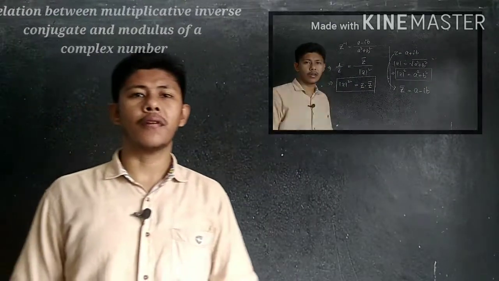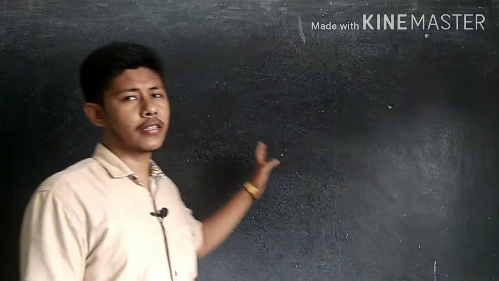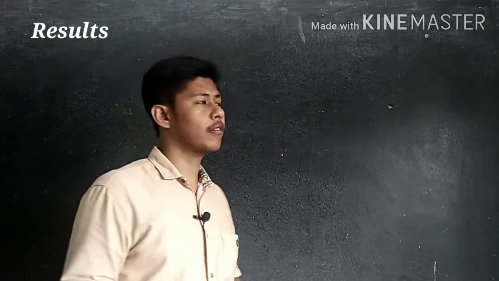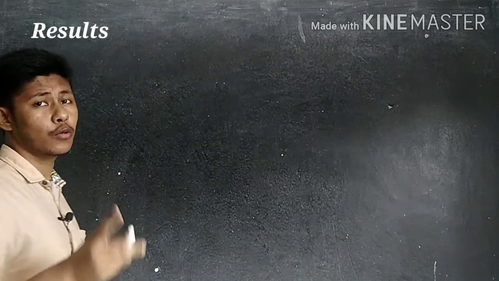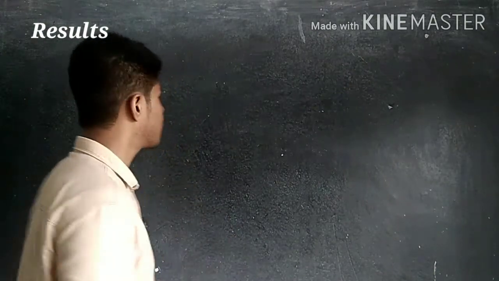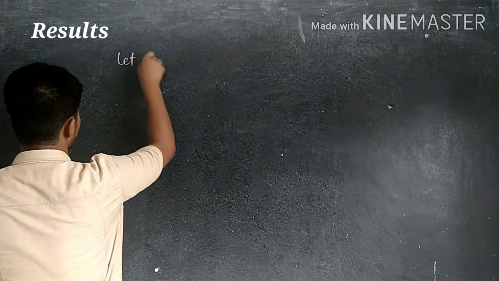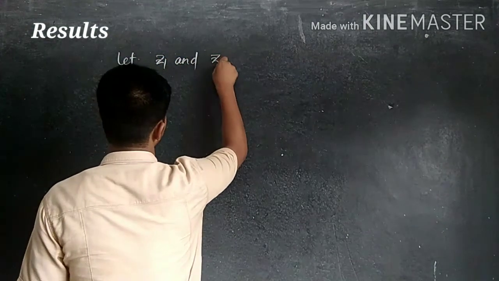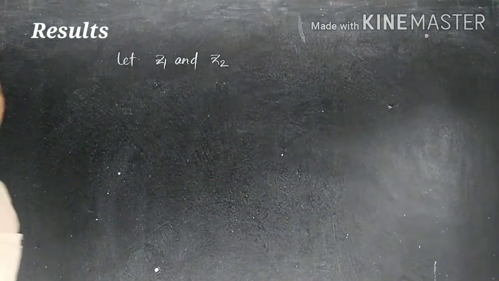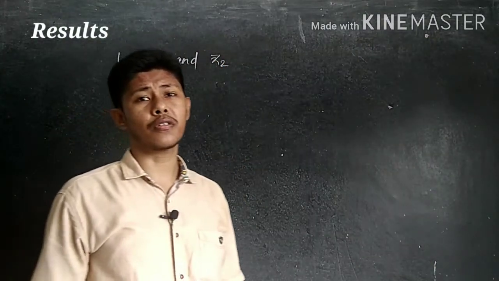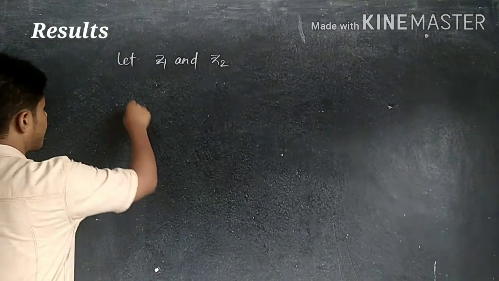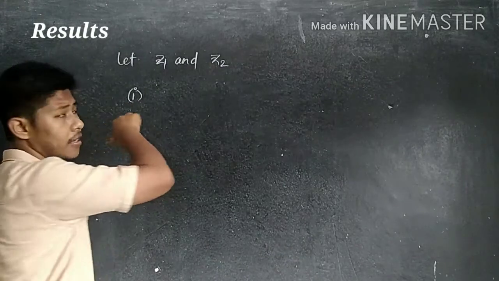Is it clear? Now after finding conjugate, modulus, and multiplicative inverse, the next are some results, and these results we have to discuss here one by one. Okay, now the first result. Suppose we consider two complex numbers, the first one is Z1 and another complex number is Z2. So the results are like this, the first result. These results we have to use later on.